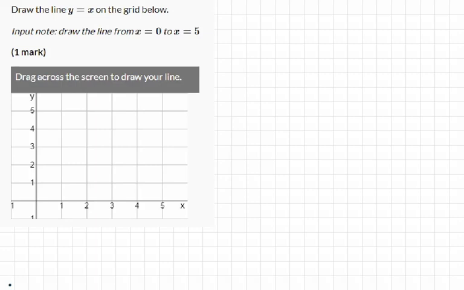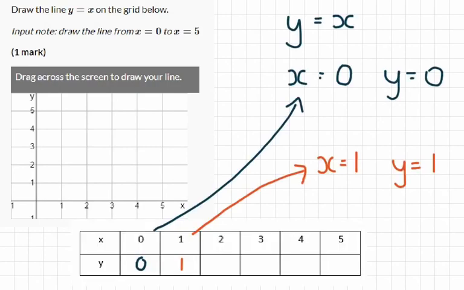This question asks us to draw the line of y equals x on the grid below. If you don't know what the graph of y equals x looks like from memory, then we need to use a different method to find the coordinates for this line. The suggested method here is to draw a table of values.